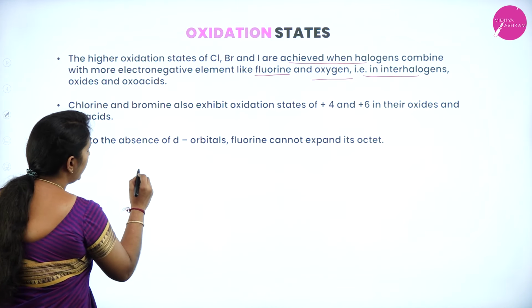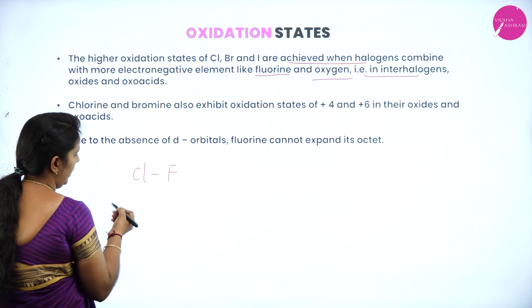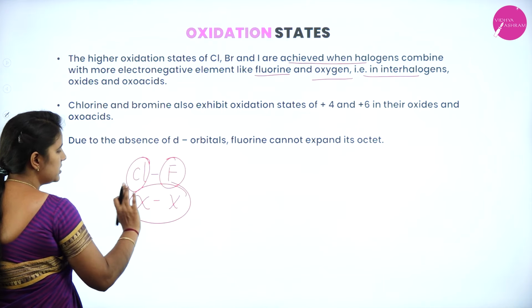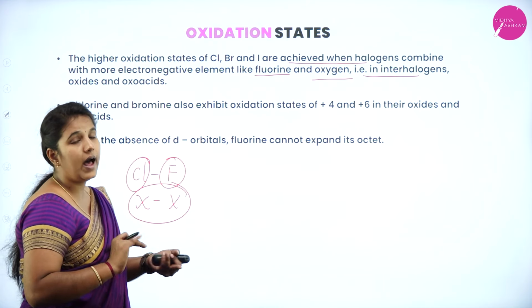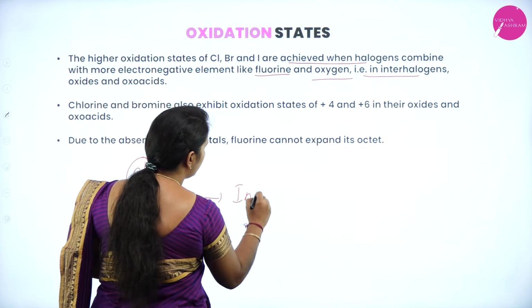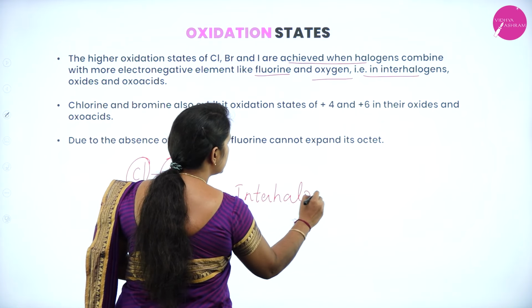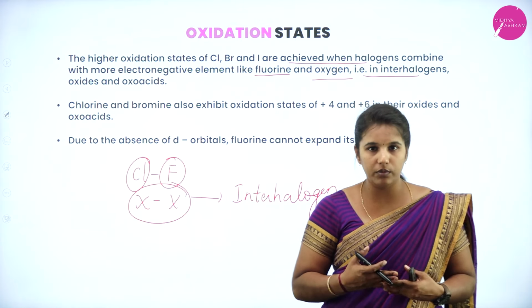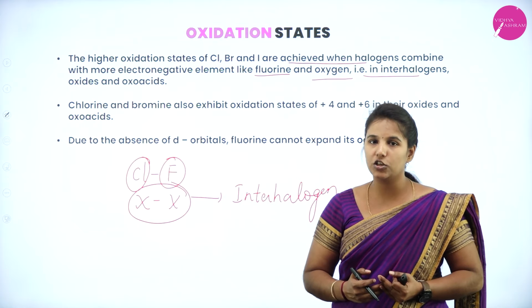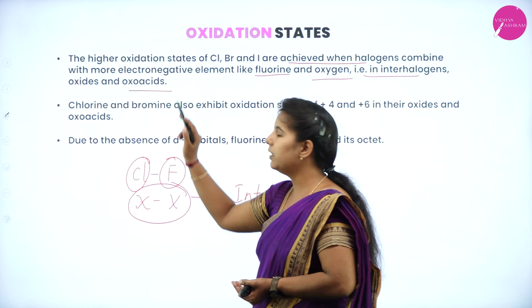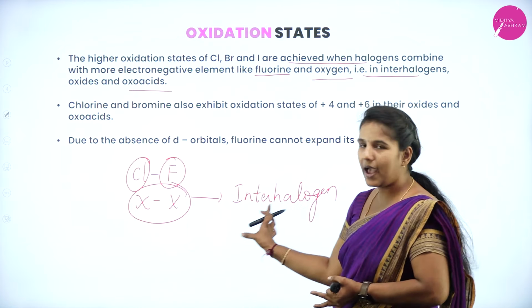Suppose chlorine is combined with fluorine, both we know are halogens, right? So if these halogens combine, they usually have a higher oxidation state, and such compounds are known as what? Interhalogen compounds. Why are they known as interhalogen compounds? Because the bond has been formed between two halogens, right? Hence they are known as interhalogen compounds. Suppose it is combined with oxygen, thereby it forms what? Oxo acids. More about these interhalogen compounds I am going to discuss at the end of this topic.